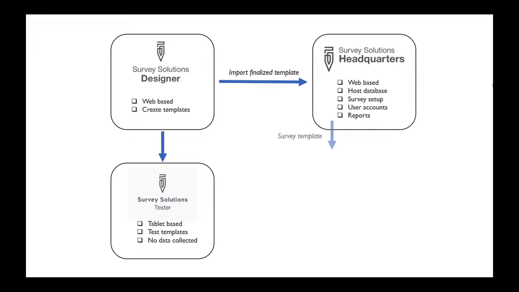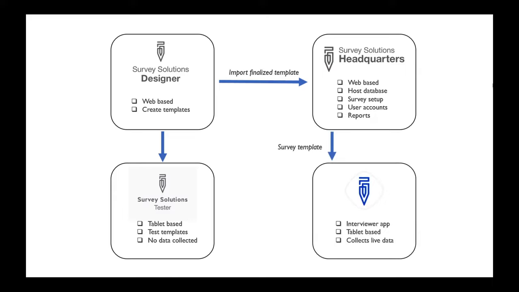Next, we have the interviewer application. The survey template is copied down to the interviewer application, which is a tablet-based application which the interviewers use to collect live data in the field. After the interviewers have completed some cases in the field, they do what we call synchronization. When they synchronize their tablets, the survey data is sent back to the headquarters, where it's stored securely in our survey database.